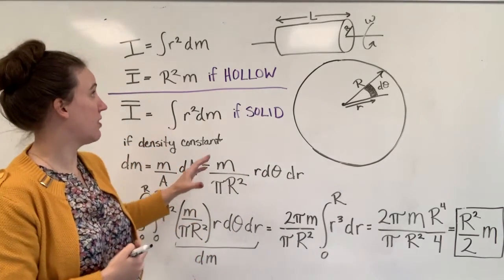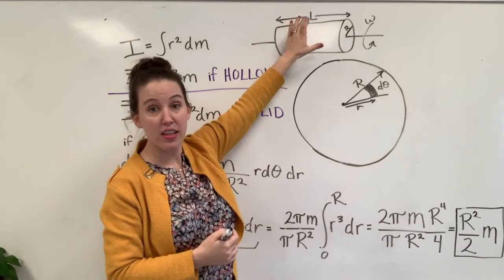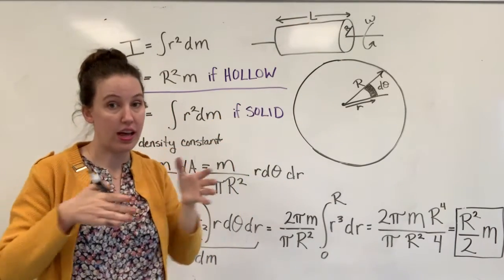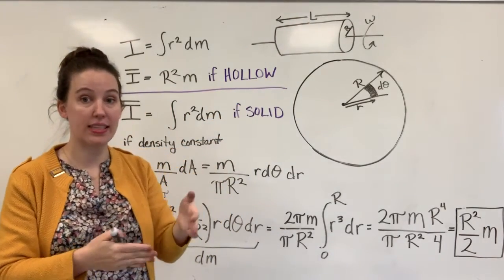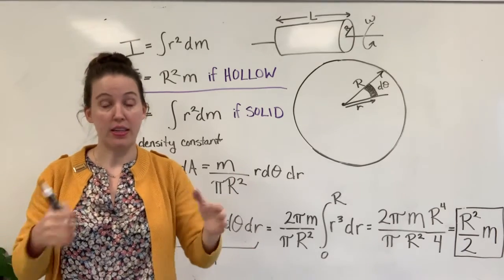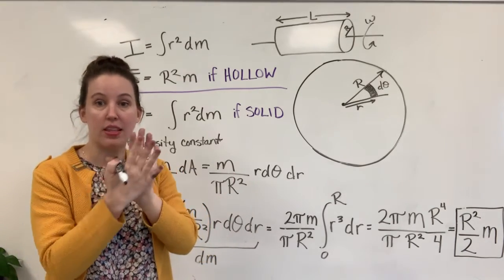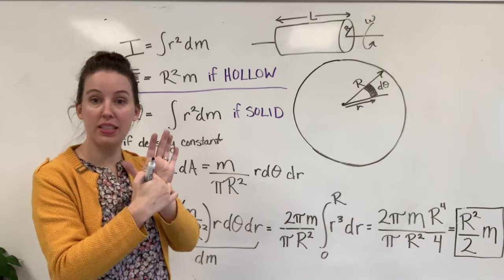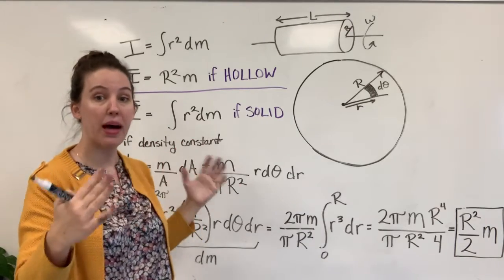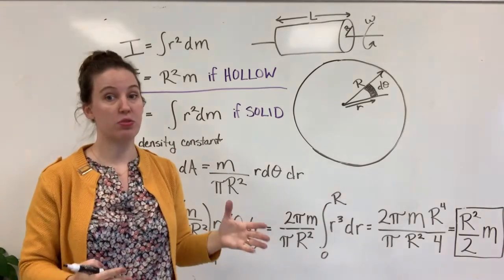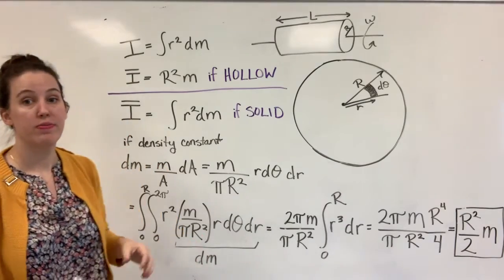The other thing to point out is that this length L, when you're looking at a cylinder head on and rotating it about its central axis, doesn't matter. It doesn't matter if it's a thin coin that you're rotating about its center, or a really long pipe. It just matters the mass distribution. And so there we go.